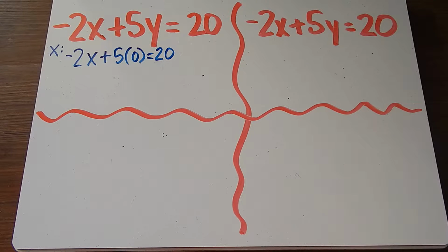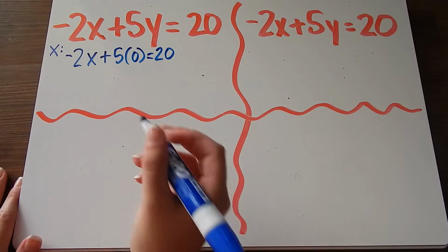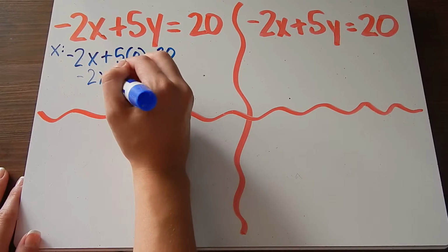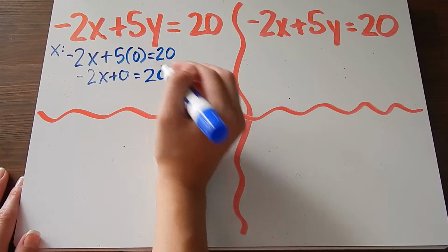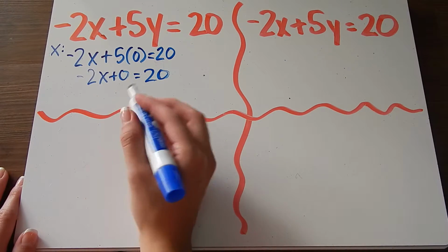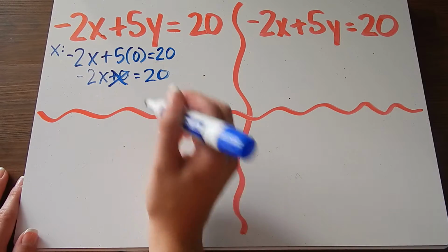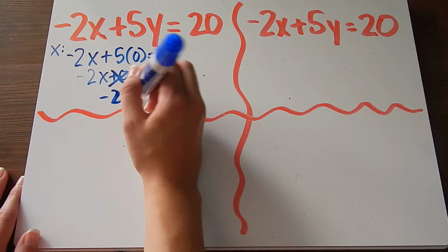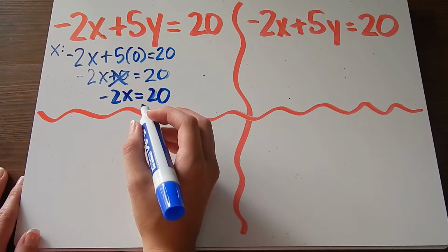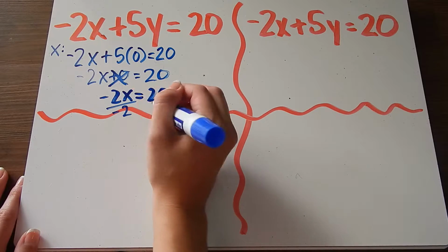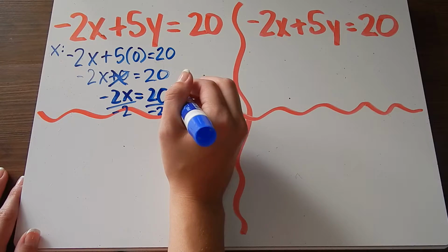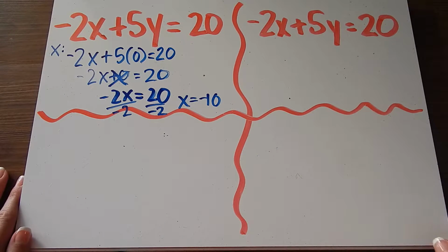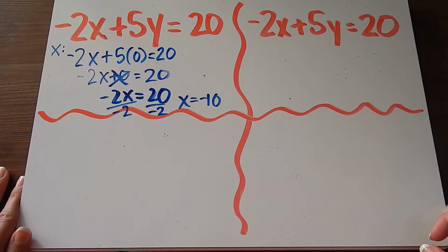Now we're just going to solve. So the first thing I want to do is get rid of those parentheses by multiplying. 5 times 0 is 0. When I add 0, nothing happens. So we can just ignore that 0 there. So what I have is negative 2x equals 20. To get x by itself, we would divide both sides by negative 2. And so my x is equal to negative 10. That is where our line crosses the x-axis.